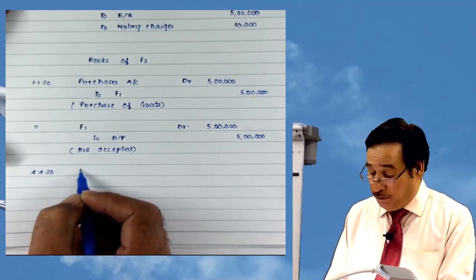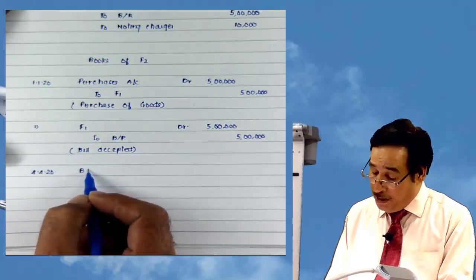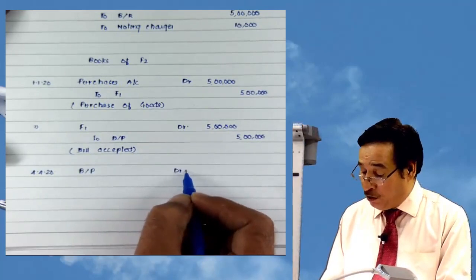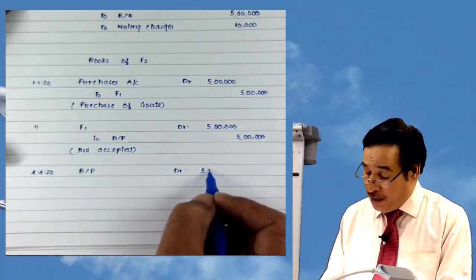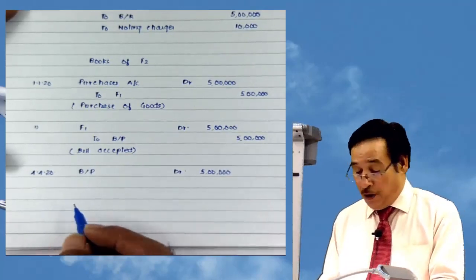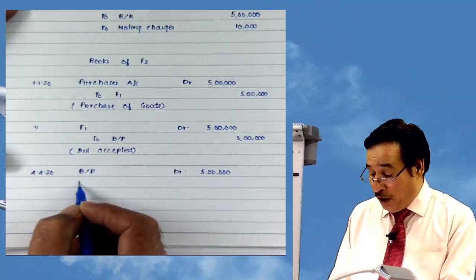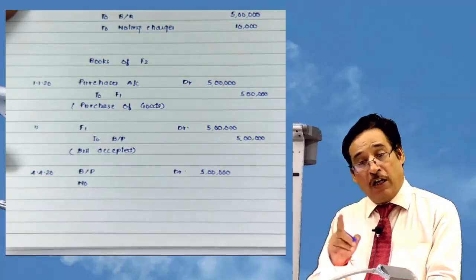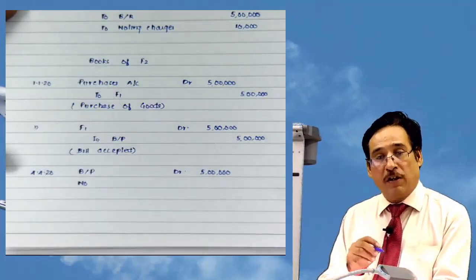Bills payable will come back to him. 5 lakh worth of bills payable is coming back to him. Are you getting my point or not? Now, noting charges were actually paid by F1, the drawer.